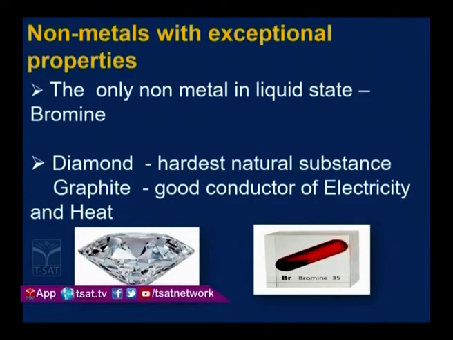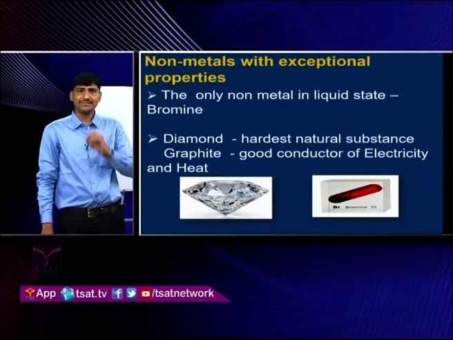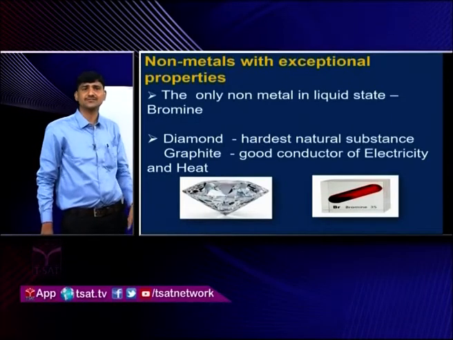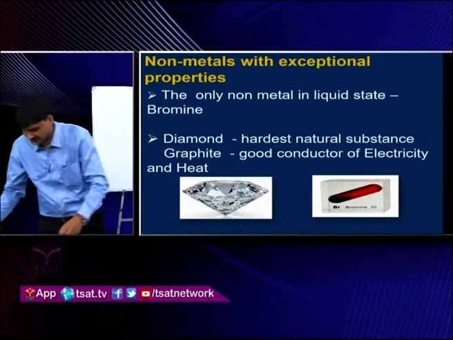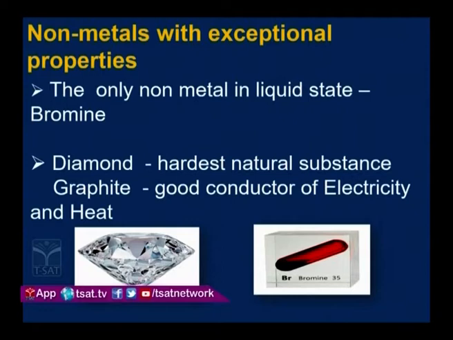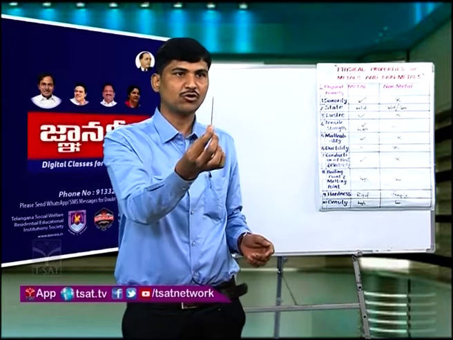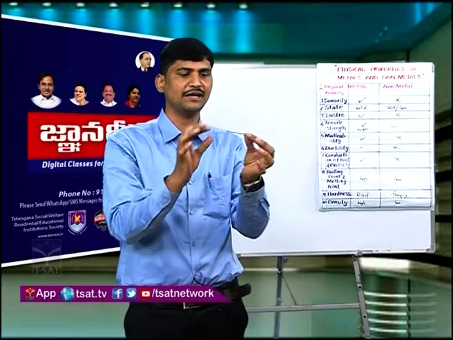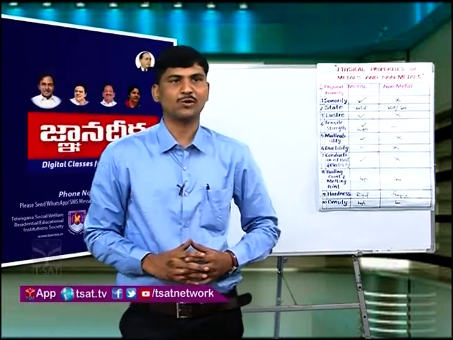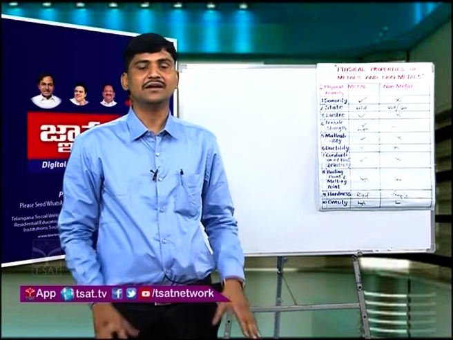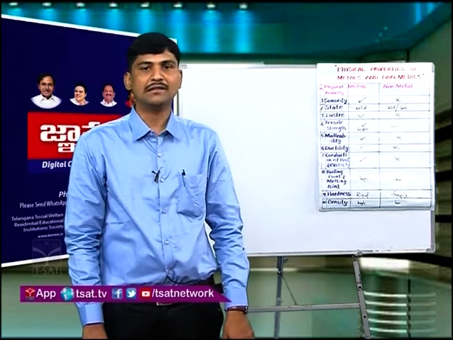And what we said, these are fragile in nature, but diamond, an allotrope of carbon, is the hardest natural substance ever known. And we said non-metals are bad conductors of heat and electricity. But there is another allotrope of carbon, graphite, which is an excellent conductor of heat and electricity. This is the graphite lead which you use in pencils, children. This is about the physical properties of metals and non-metals, and the exceptional properties.